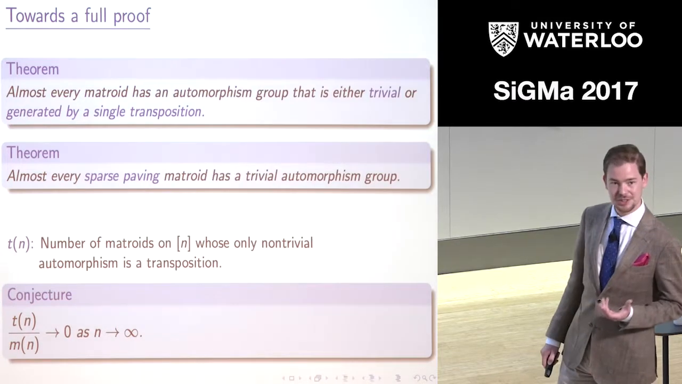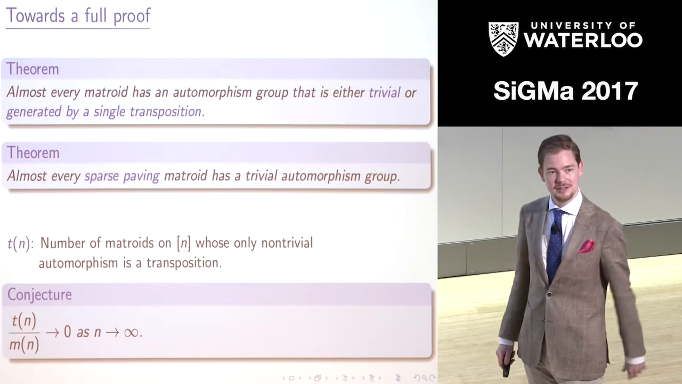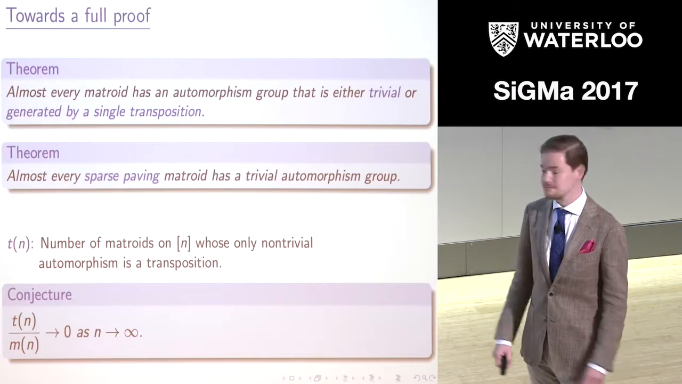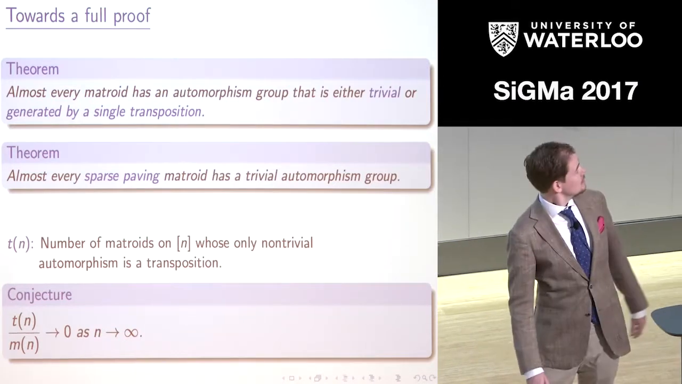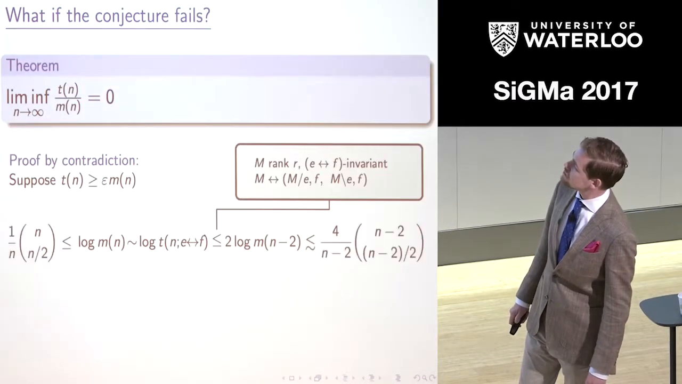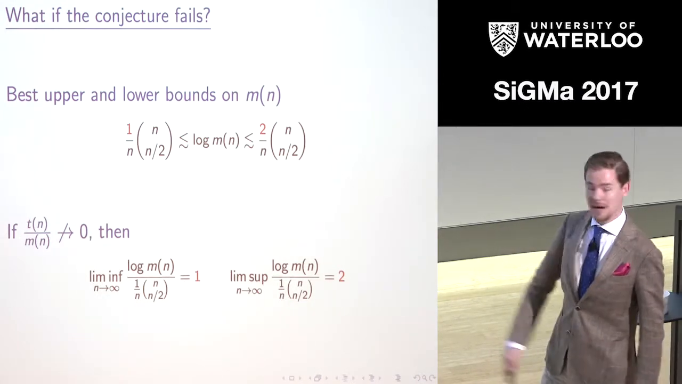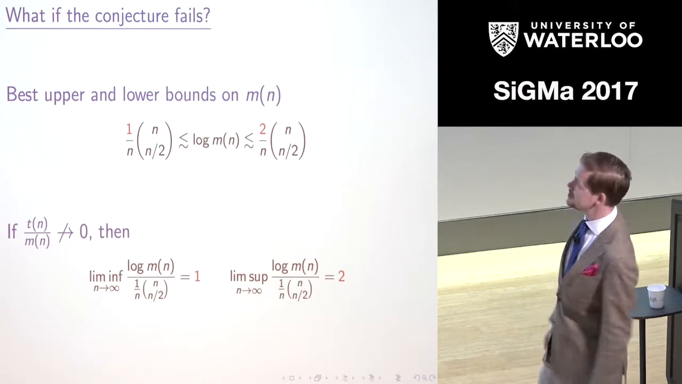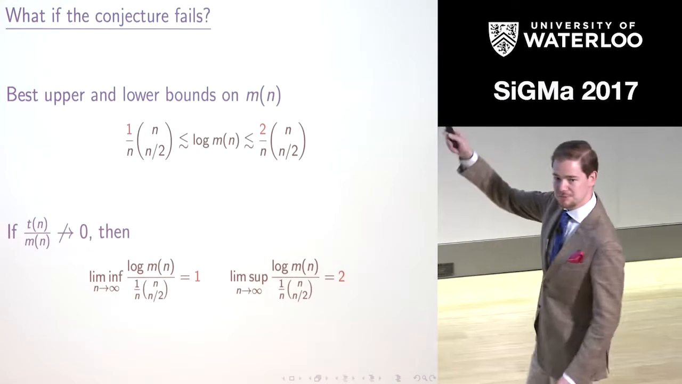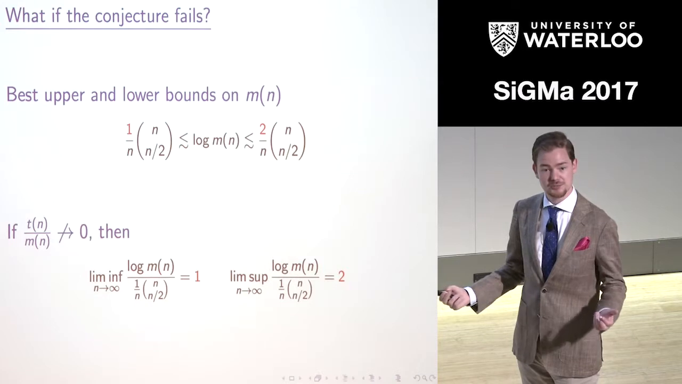And we're left with a conjecture that if you just look at transpositions, then the matroids that have just one transposition, that's a very small class. I'm running out of time, so let me just show you one thing. These are the upper and lower bounds on the number of matroids that Rudi showed in his talk. We can show that the limit of this transposition business, well, we don't know what it is, but we can show that if it exists, then it must be 0, which is good.